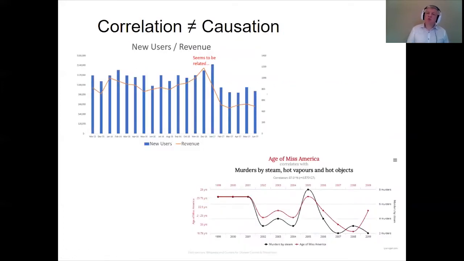Yet we need to be sure that we understand the relationship between the variables we include in the explanatory regression, because sometimes the relationship can be pretty obvious, like the relationship between number of new users and revenue. If we get fewer new users and our existing users are churning out, then our revenue is going down. That's something we can understand and explain.